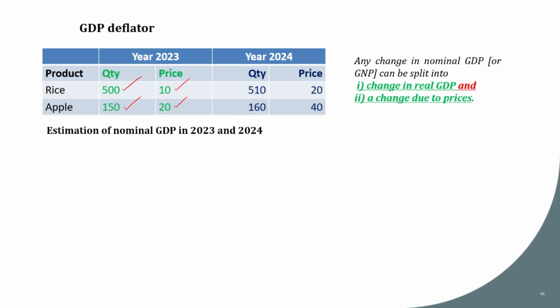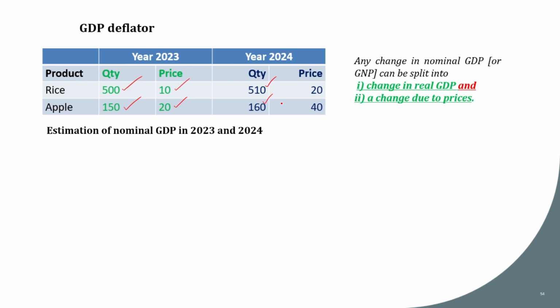And in 2024, after one year, we are calculating GDP for that year. At that time, you can see there is a marginal increase in the quantity of rice produced. In the previous year, we produced 500; this year, the production was 510. Similarly, apple also has only a marginal increase in production. Last year production was 150 and this year production was 160. Looking at this, you can see that there is nominal economic growth, as compared to the previous year, they have been producing more rice and more apple, though the magnitude is very low.